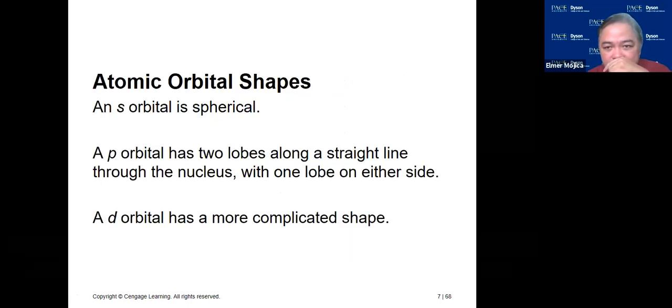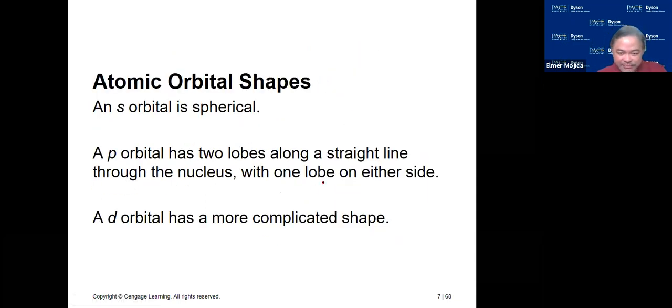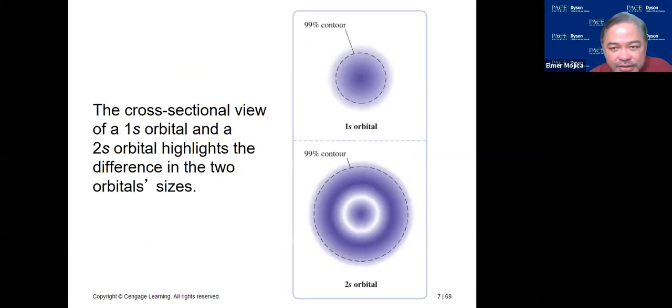So when you have a p orbital, if we go back, there are 2 lobes along a straight line through the nucleus, with 1 lobe on either side. So it's not the one that looks like this. That's why I call it a peanut. It's really a peanut shape like that, or maybe a dumbbell. And the d orbital has a more complicated shape. It's more of a clover. Okay, so this is how the s orbital looks.